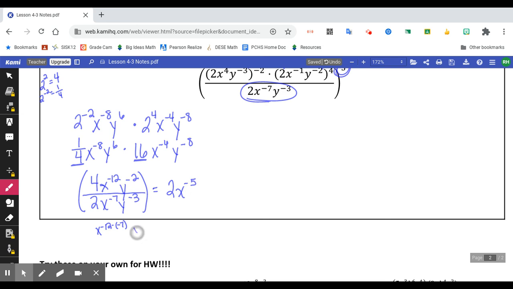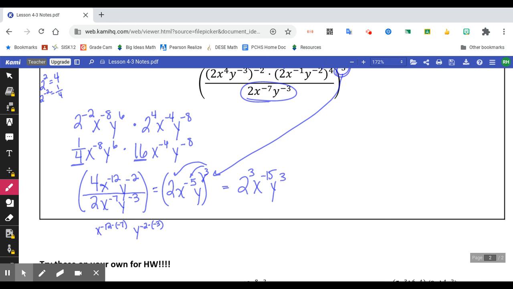And then we have our y. So it's y negative 2 minus negative 3. So negative 2 plus 3. Yep, negative 2 plus 3 would be y to the first. So this would be y. Okay. And then this part is now coming back into play. So to the third power. So here to the third gives me here, here, and here. So I'm going to have 2 to the third, x to the negative 15th, and y to the third.